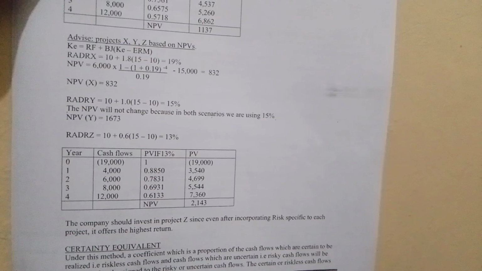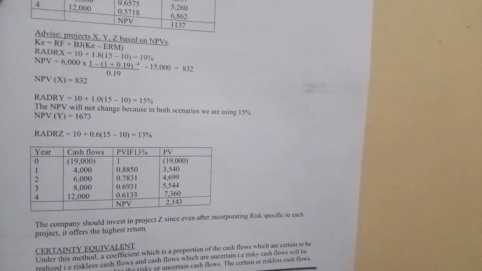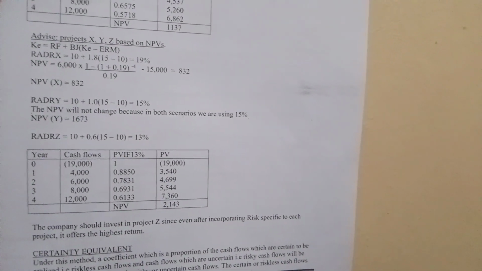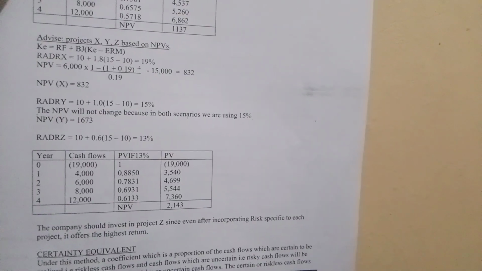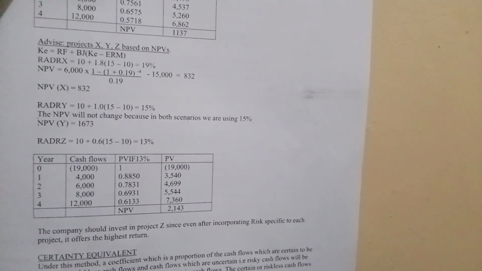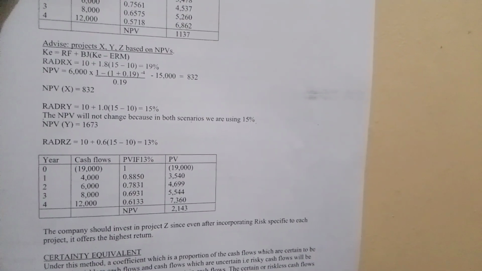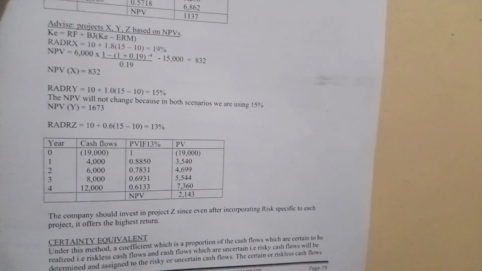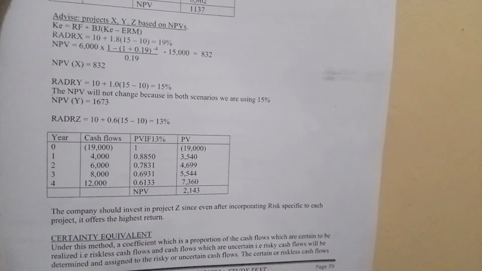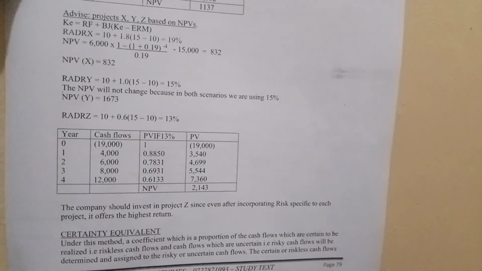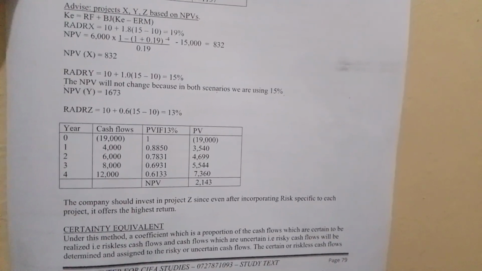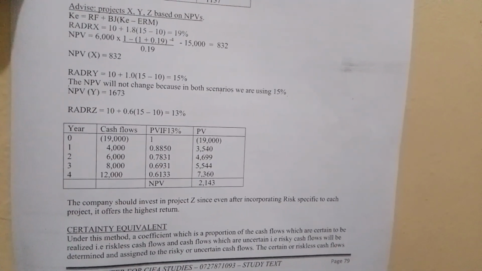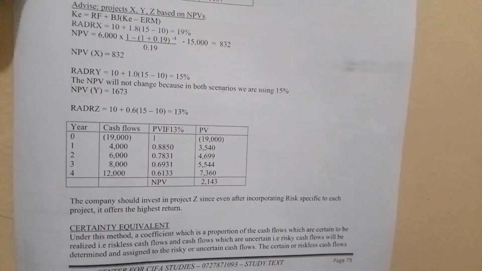For Z, we are told the beta factor is 0.60. Risk-free rate of 10 plus beta factor of 0.6 into brackets 15 minus 10, we get 13%. Now because 13% is not the same as 15%, we can calculate the net present value using 13%.